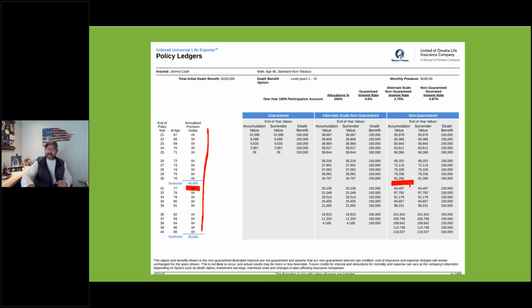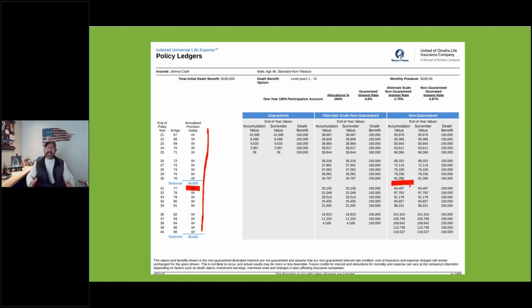And then you look at the cash value. The cash value is 81,000 versus 68,000. So that's $12,500 more in cash. Now you're talking about a $35,000 swing. Goodness. So, man, what an awesome product.